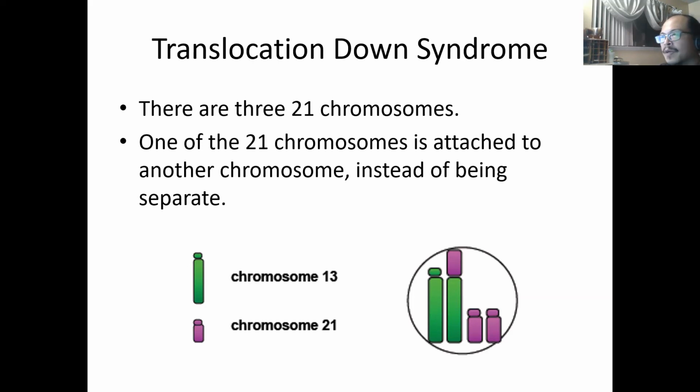The same thing applies to the Robertsonian translocation. And here we learned about a type of consequence, which is translocation Down syndrome. That is a fusion of an extra set of 21 into another acrocentric chromosome. So that's that. Hope that helps.